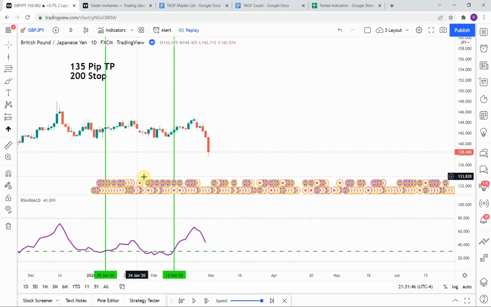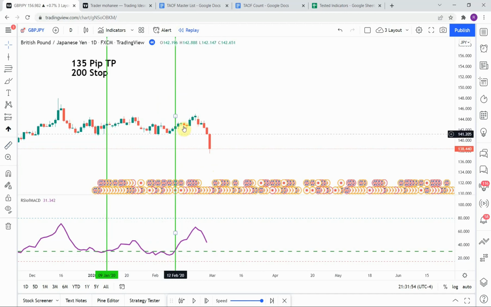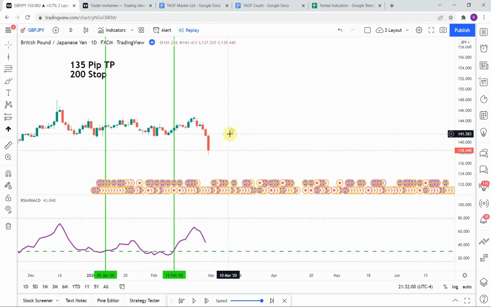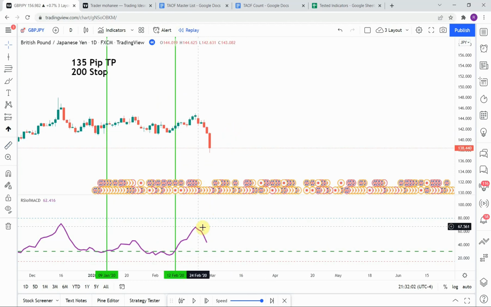All right, so the second one that we got was this one right here. We get that dip down below, cross back up, and a nice push to the upside there. And that one gets us to our take profit again. So far we're doing much better than we did on the way we tested it yesterday.